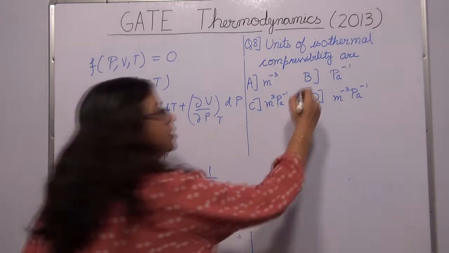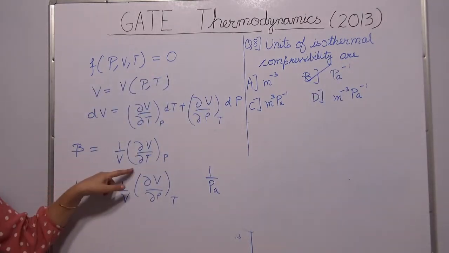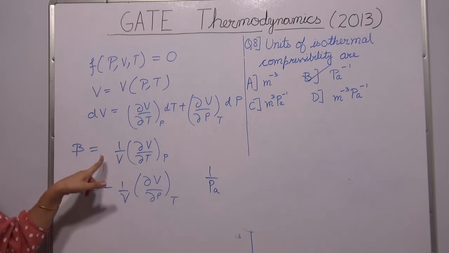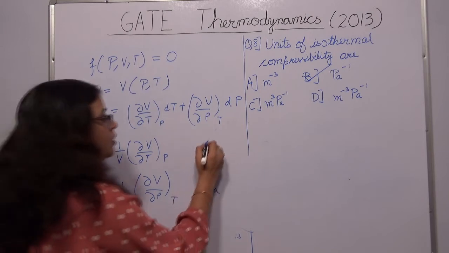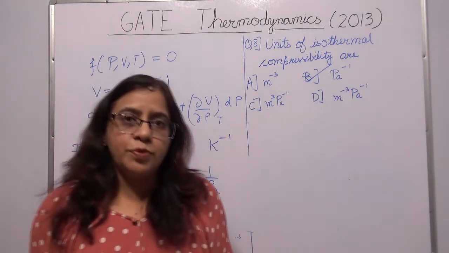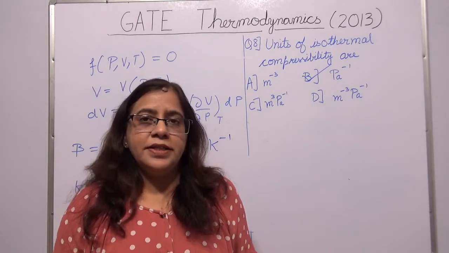Okay, so this is the right answer. Now you can also find out what the units of beta, that is the volume expansivity, are. It will be 1 upon Kelvin, or you can say per Kelvin. Okay, so it was a very straightforward problem. Now let's move on to the last problem in this video.